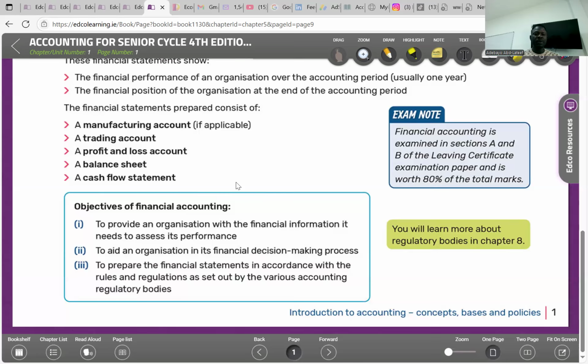Two, to aid an organization in its financial decision-making process. A business can use its financial statements to make decisions about the future of the organization. Three, to prepare the financial statement in accordance with the rules and regulations as set out by the various accounting regulatory bodies. It is also by law that a limited company publishes its financial statement. And for that to happen, it needs to collect and record its past financial transactions.